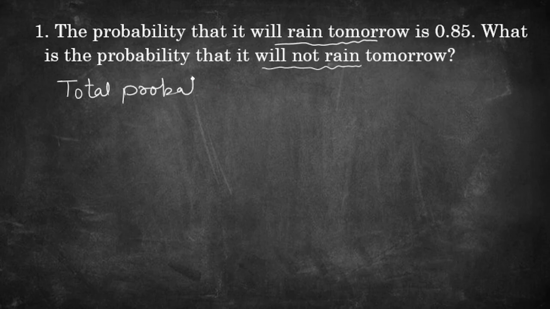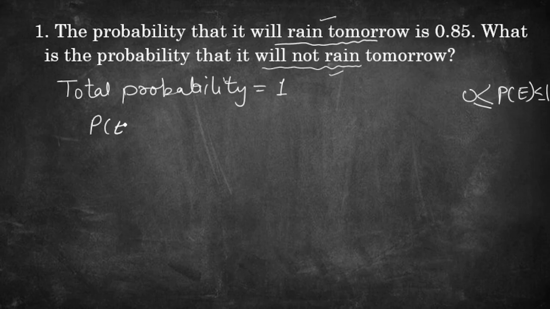Total probability is always 1. Okay, it means probability of an event always lies between 0 to 1, right? So total probability is always 1. It means happening of an event and not happening of an event, if we add both you will get 1. It means probability of happening of an event plus probability of not happening. How do we write not happening? We'll put a bar over it. Okay, so probability of happening plus probability of not happening equals 1, right?